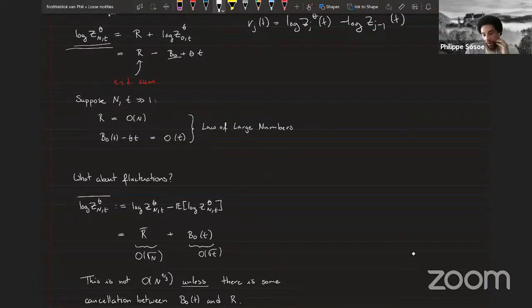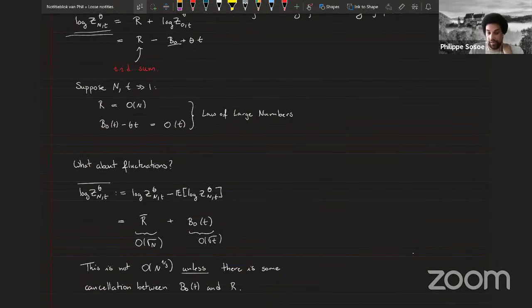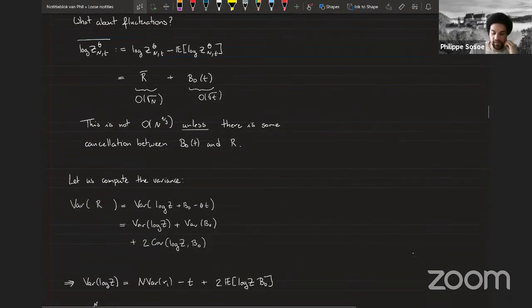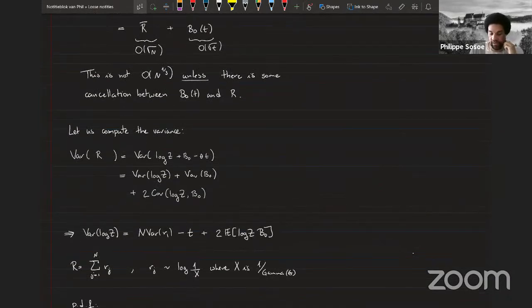The only way this can happen is if there is some very effective cancellation between this B_0(t) and the R. That's what we want to understand, and that's what this coupling method will allow us to do. So to see that cancellation, as a first step, let's try to compute the variance of log Z.